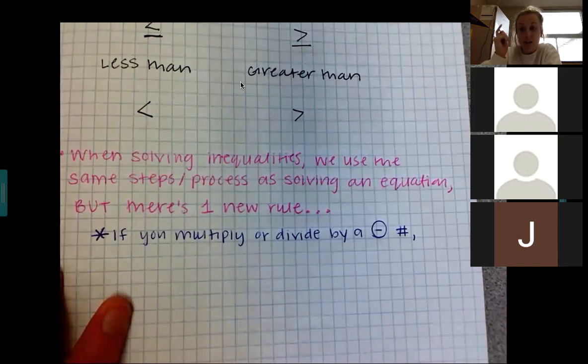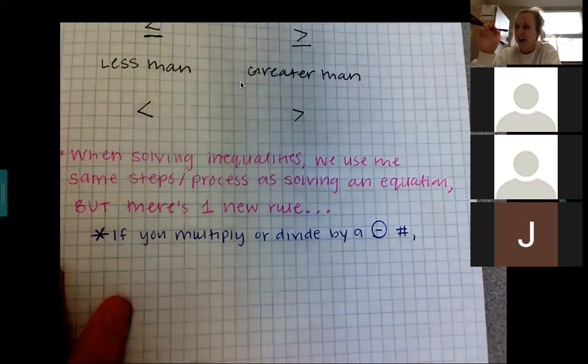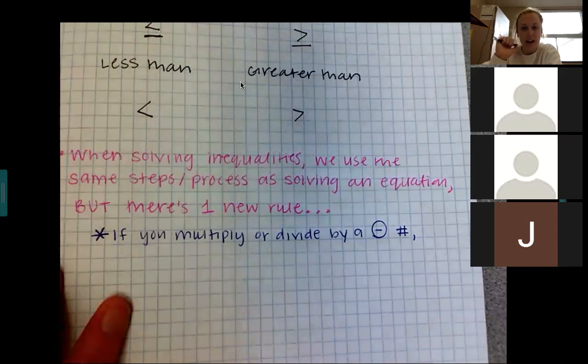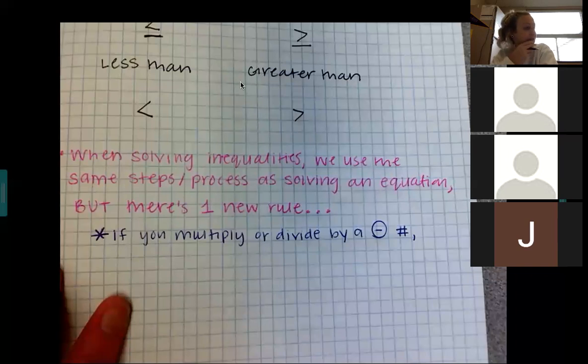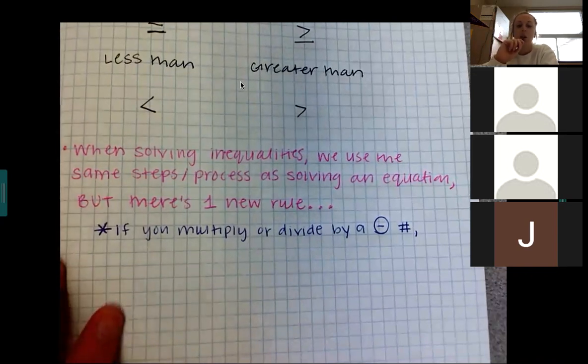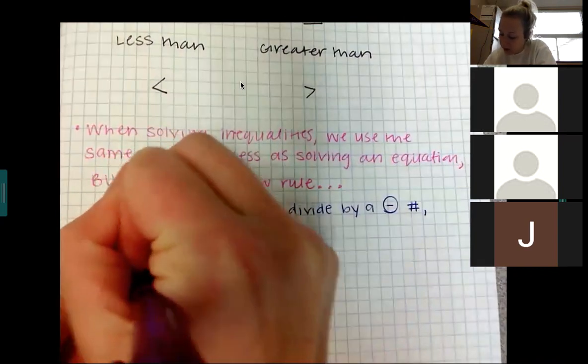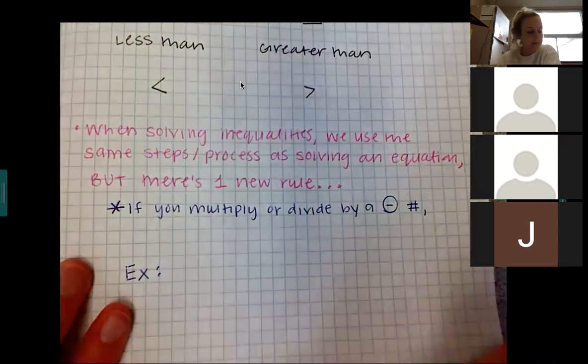Do y'all not know, or are we still writing? Or both? I'm still writing. Okay. We're still writing. Okay, sorry. Y'all gotta slow me down now that we're virtual, because I don't have anybody to watch. So I have no idea when we're done or not. So when solving inequalities, we use the same steps or process as solving an equation, but there's going to be one new rule. So one thing is different. And then without telling y'all the rule right off the bat, we'll do an example together.